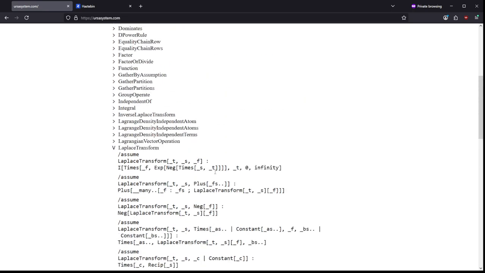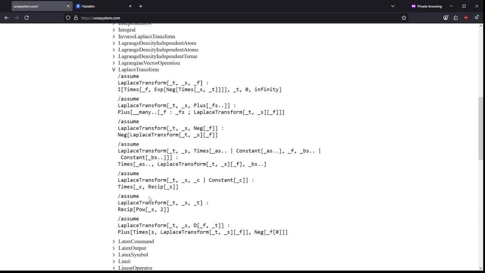But actually, when that rule is run, these are all tried from the bottom up. And this is really a table of Laplace transforms. So the idea that the Laplace transform of a sum is the sum of Laplace transforms is this second one. It says that if you have the Laplace transform from t to s of any sum, then what you get out is the sum of the Laplace transforms.